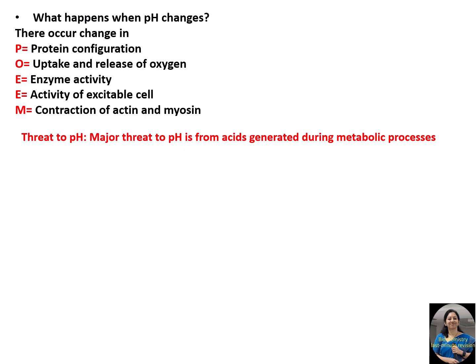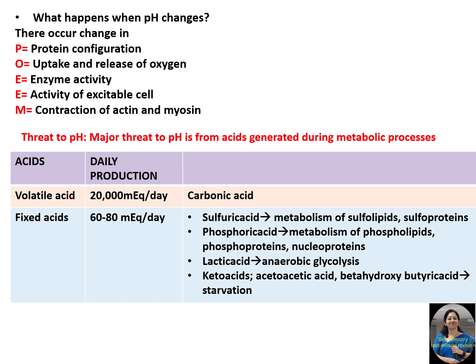Now the major threat to pH comes from the acids that are generated during the metabolic process, and these acids are of two types. Volatile acids are generated at around 20,000 milliequivalents per day. The most important volatile acid generated is carbonic acid. Fixed acids, the second type, are produced in the range of 60 to 80 milliequivalents per day, and these include sulfuric acid, which is generated during metabolism of sulfolipids and sulfoproteins. Next is phosphoric acid, generated during metabolism of phospholipids, phosphoproteins and nucleoproteins. Lactic acid is generated as a result of anaerobic glycolysis, and keto acids, mainly acetoacetic acid and beta hydroxybutyric acid, are generated during starvation.